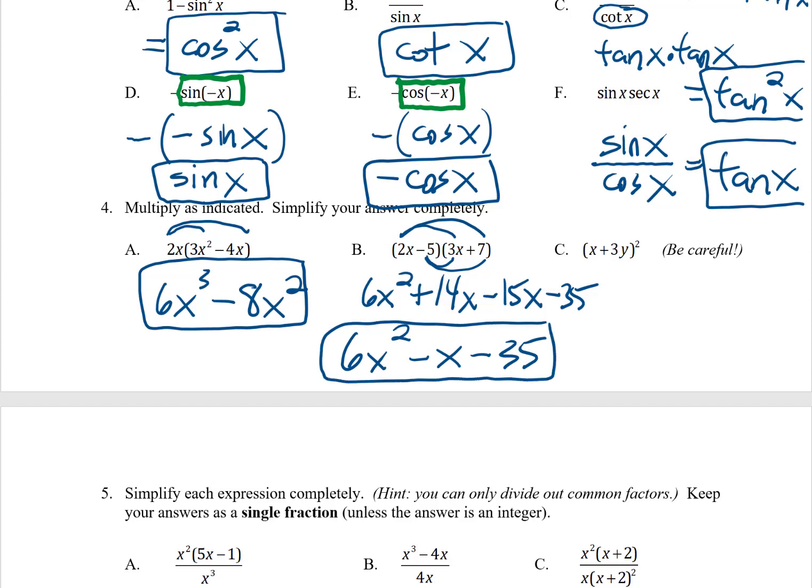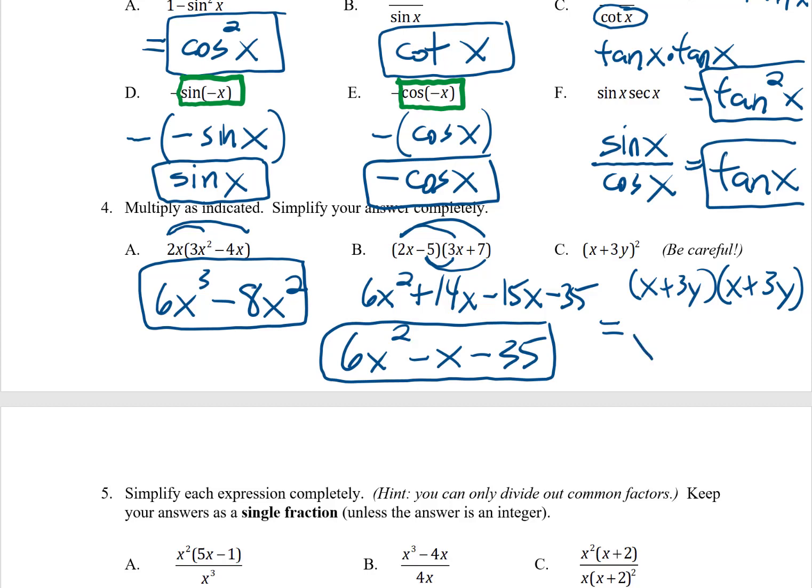And then letter C says, be careful, you can't distribute exponents when you have adds or subtracts. So the only way you can work this one out is to think about what it means to square something. Squaring just means multiply it by itself. And as soon as you write that down, you realize, oh, this is just another FOIL problem. Let's see if we can do it all at once.